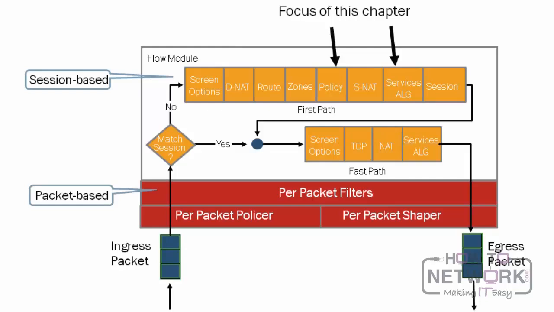When the device examines the first packet of a flow, based on incoming and outgoing zones, it determines the corresponding security policy, and it performs a security policy lookup. The system checks the packet against defined policies to determine how to treat the packet.